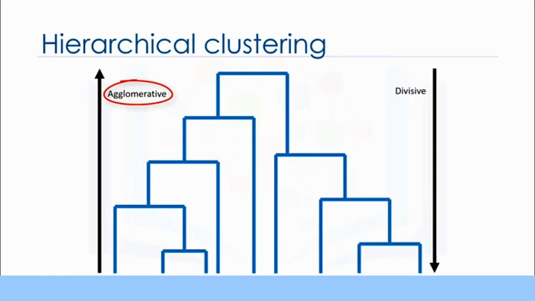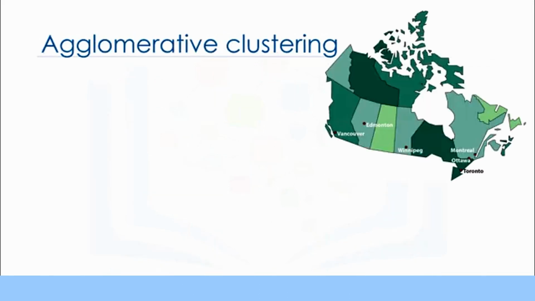The agglomerative approach is more popular among data scientists, and so it is the main subject of this video. Let's look at a sample of agglomerative clustering. This method builds the hierarchy from the individual elements by progressively merging clusters. In our example, let's say we want to cluster 6 cities in Canada based on their distances from one another. They are Toronto, Ottawa, Vancouver, Montreal, Winnipeg, and Edmonton.